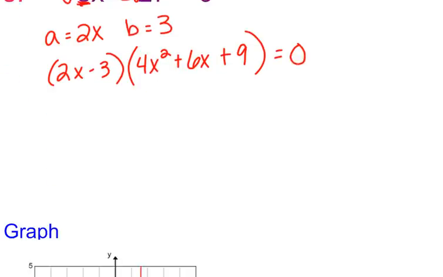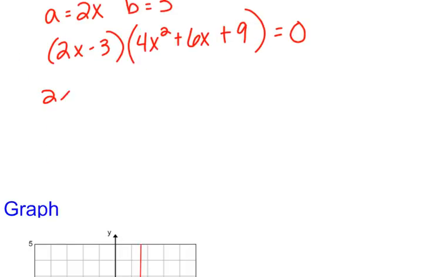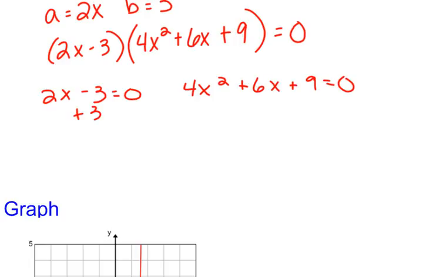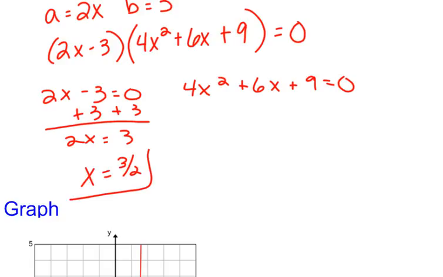From here now, I'm going to set my factors equal to 0 and solve. The first one, I can go ahead and solve for x pretty easily. So my first solution is x equals 3/2. And then my second one, I'm going to have to do the quadratic formula again.